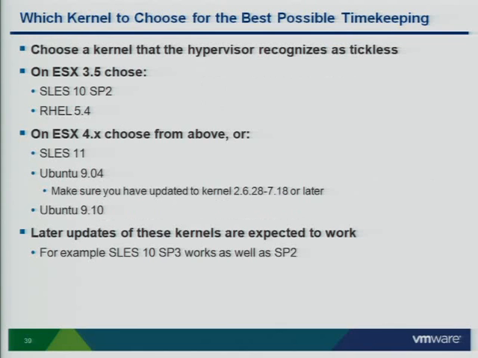Here are the kernels that are ideal for you to use, particularly if you're using Linux. And the vast majority of folks who call us at VMware using Java on VMware are using Linux. The vast majority of the benchmarks are also done on Linux. I won't say anything about that other than I like Linux myself as well. On ESX 3.5, SLES 10 Service Pack 2, Red Hat 5.4. On ESX 4.x, that's 4.0 and 4.1, SLES 11, Ubuntu 9.04, and Ubuntu 9.10 would be good choices. And SLES 10 Service Pack 3 works just as well.